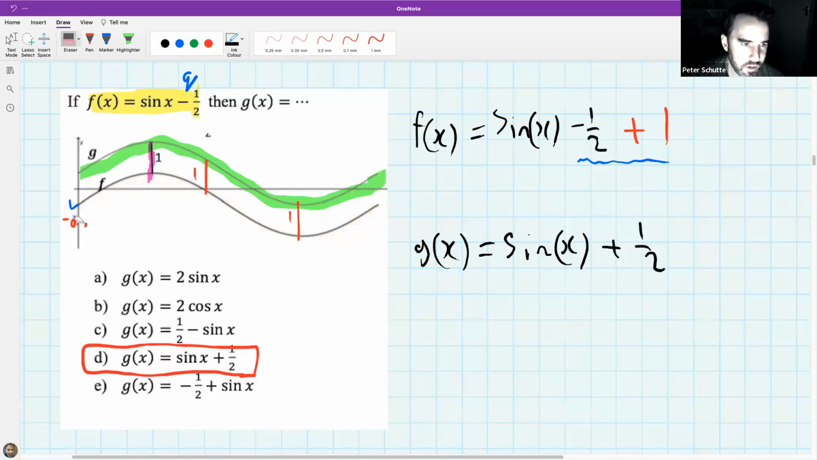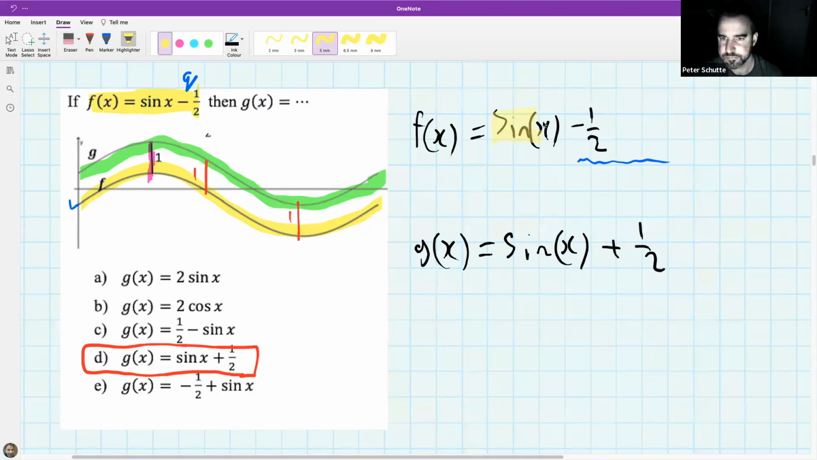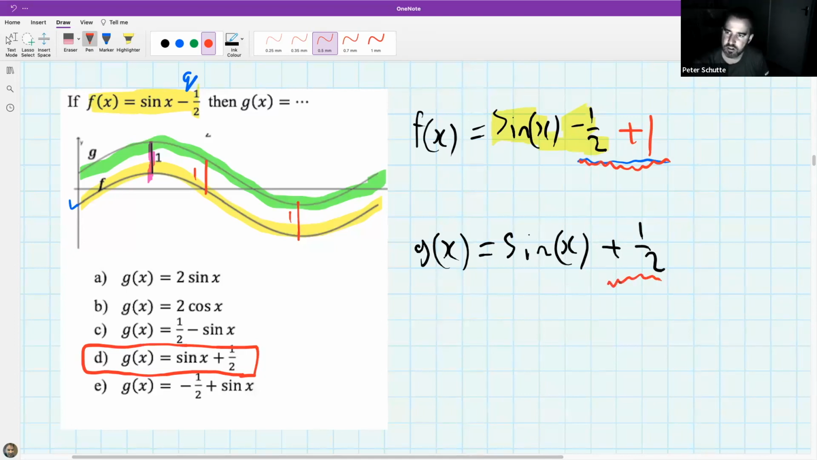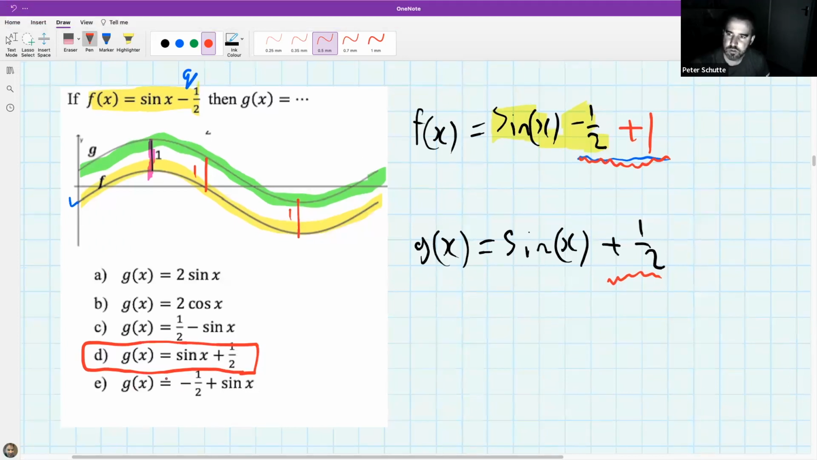So Andile, all I did was I said that the original function f is f of x equals sine x minus a half. So that's this one over here. But to get to the green one, I need to raise it up by 1, or add 1. But now this bit over here can be condensed: minus a half plus 1 just becomes plus a half. Okay, cool.